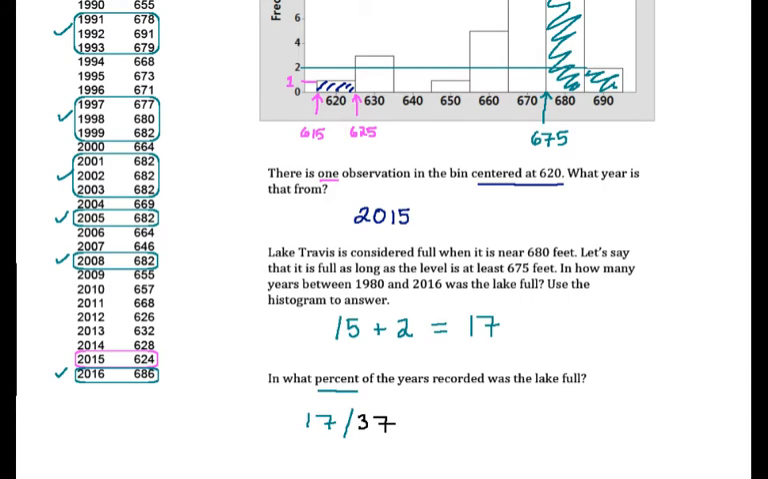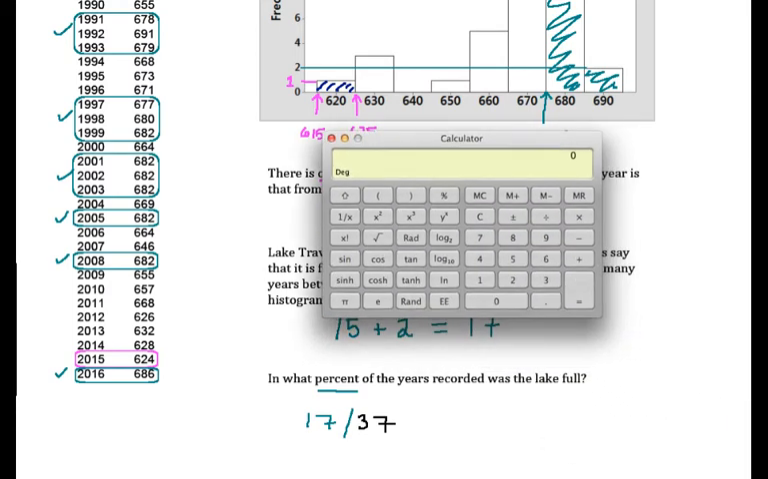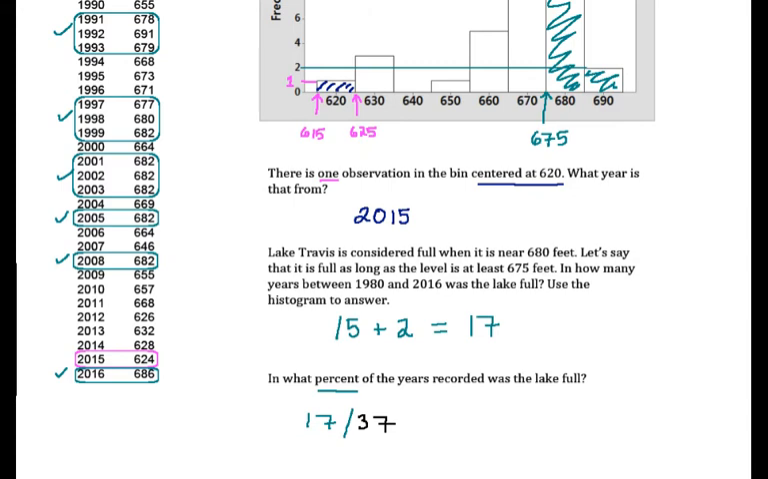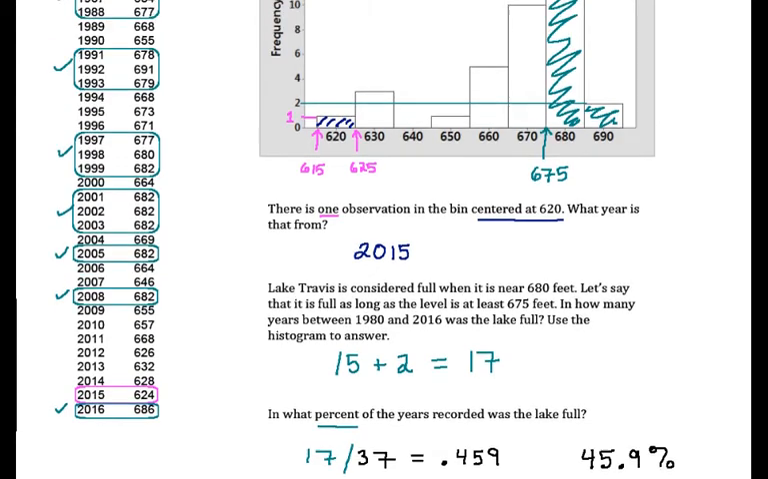So we would just bring in a calculator to find this proportion. 17 divided by 37 gets us 0.459. And to convert that to a percent, we will move the decimal point 2 places to the right. So a little bit less than half the time over this date range, the lake has been full.